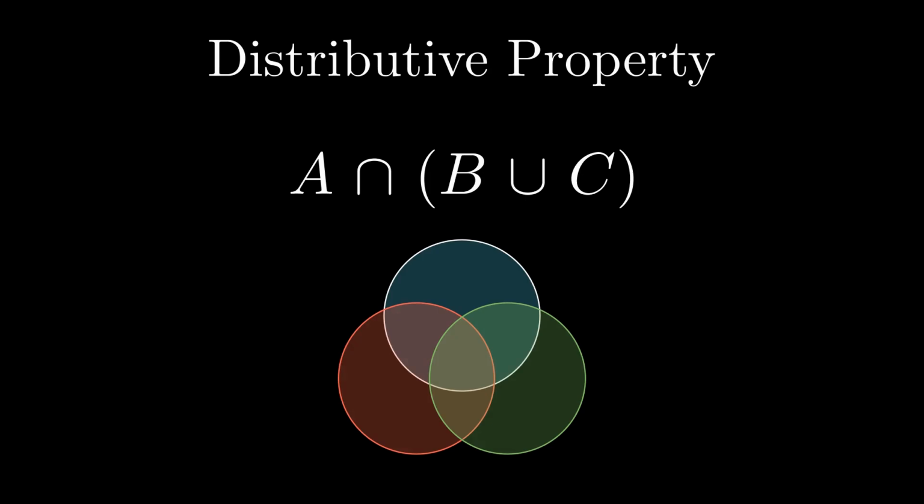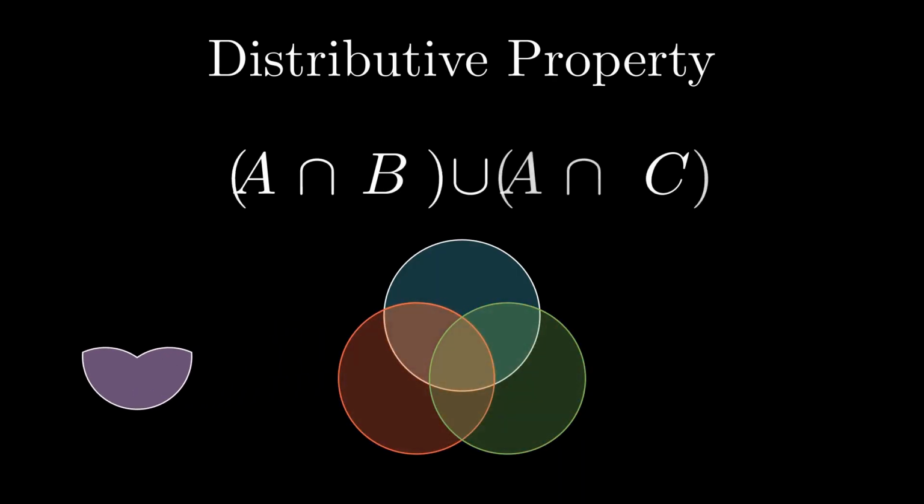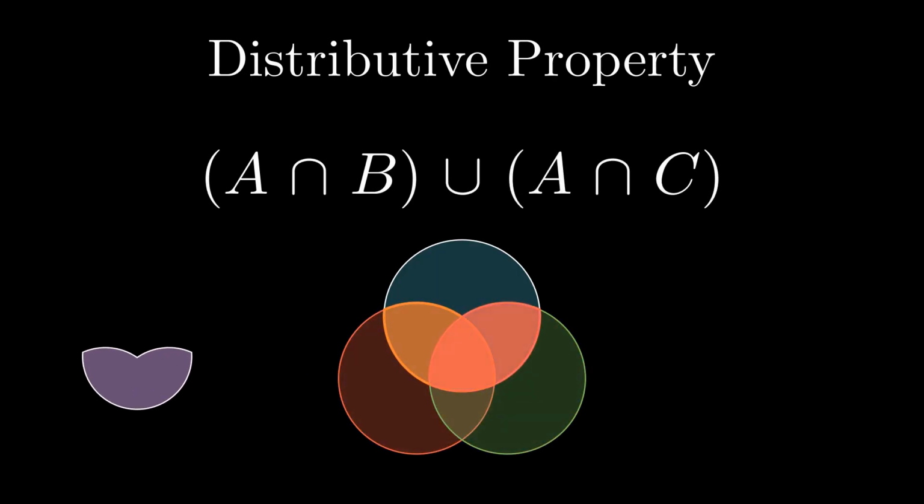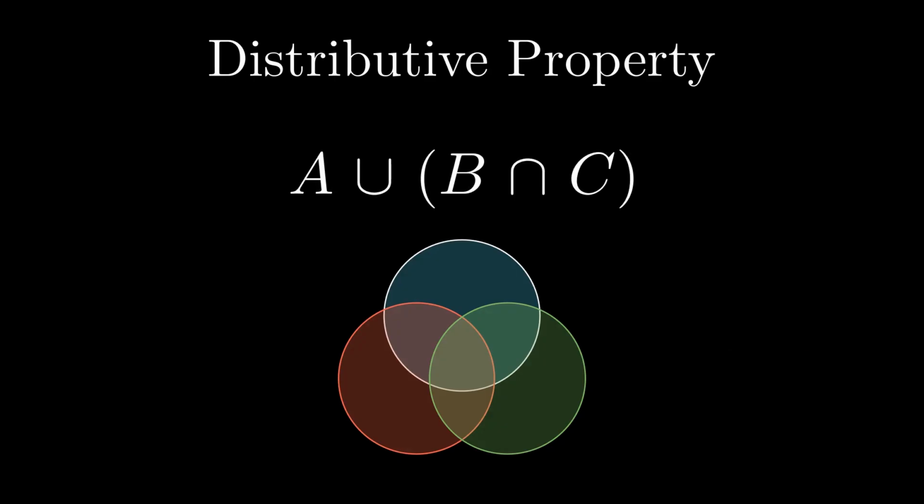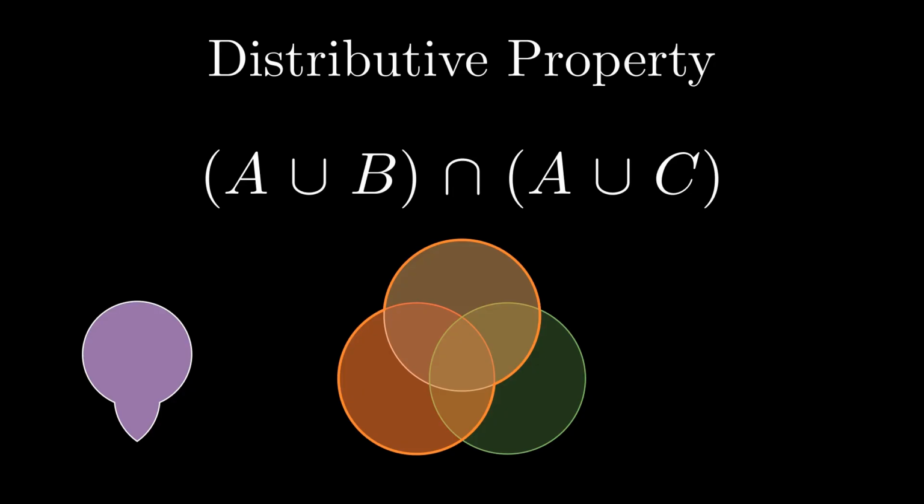Unions and intersections are distributive. So, a set A intersecting the union of B and C is the same as the intersection of sets A and B unioned with the intersection of A and C. Similarly, set A unioned with the intersection of sets B and C is identical to the union of sets A and B intersected with the union of the sets A and C.